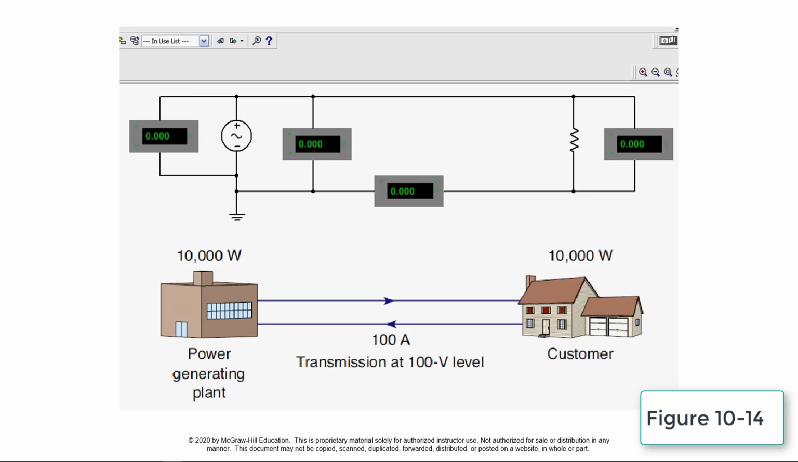This is a simulation of the transmission of electric power at a low voltage level. The circuit simulates the transmission of 10,000 watts of power at the 100 volt level. The voltage at the generating plant and consumer load are both 100 volts. The current in the two line conductors is calculated by dividing the power by the voltage. In this case, 10,000 watts divided by 100 volts equals 100 amps.